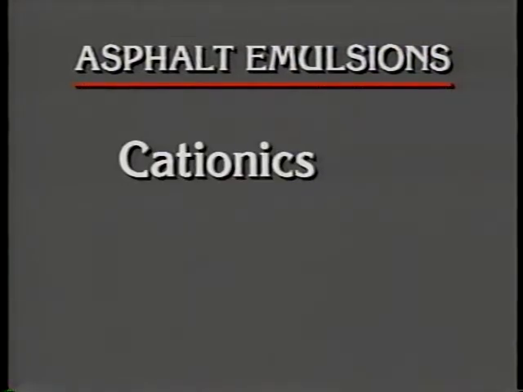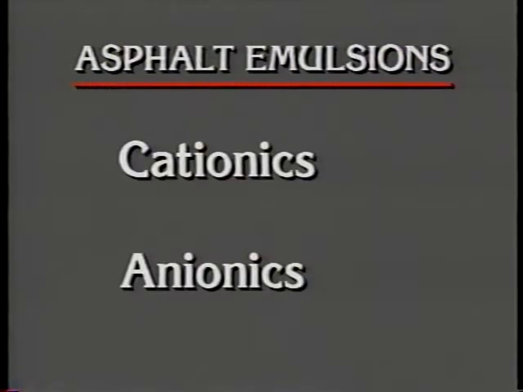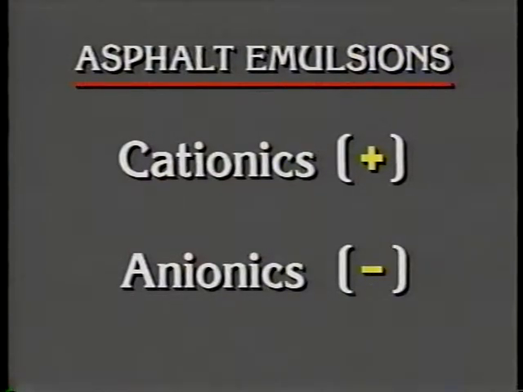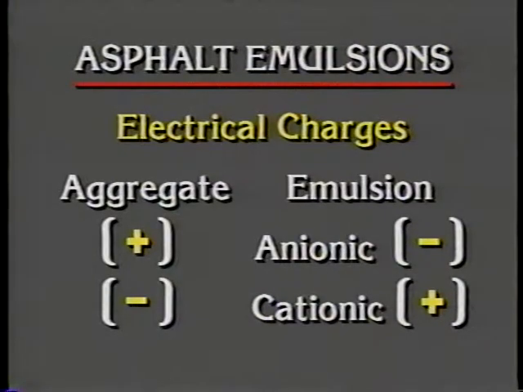There are two basic types of asphalt emulsions, cationics and anionics. The cationic emulsions have a positive charge, while the anionic emulsions have a negative charge. The charge of the aggregate and the emulsion should be opposite. Like charges repel, while opposite charges attract.